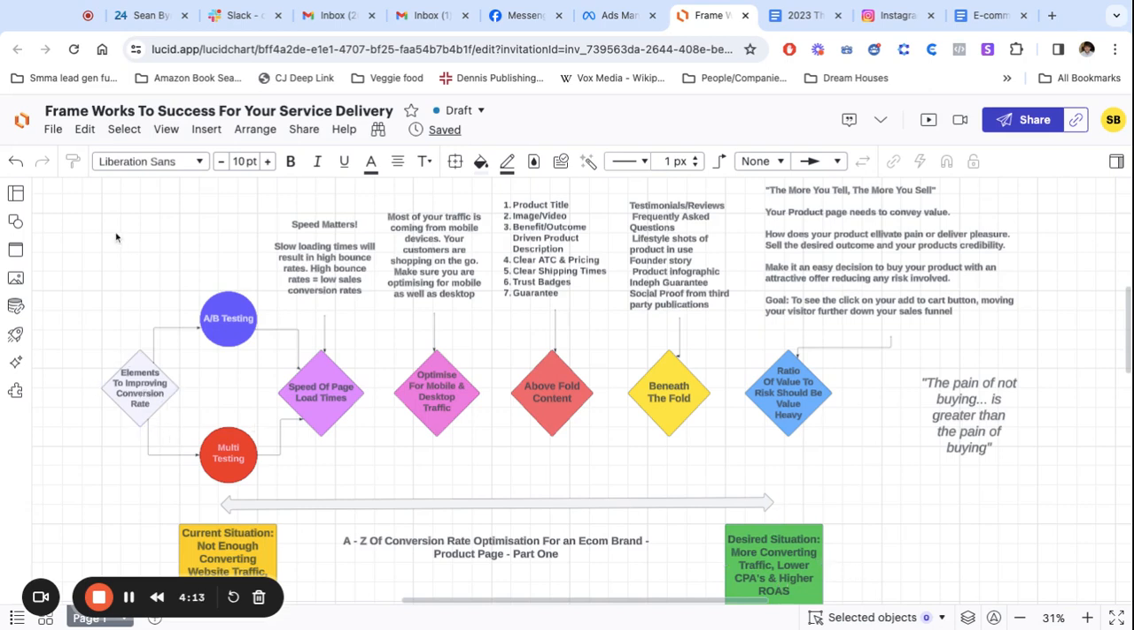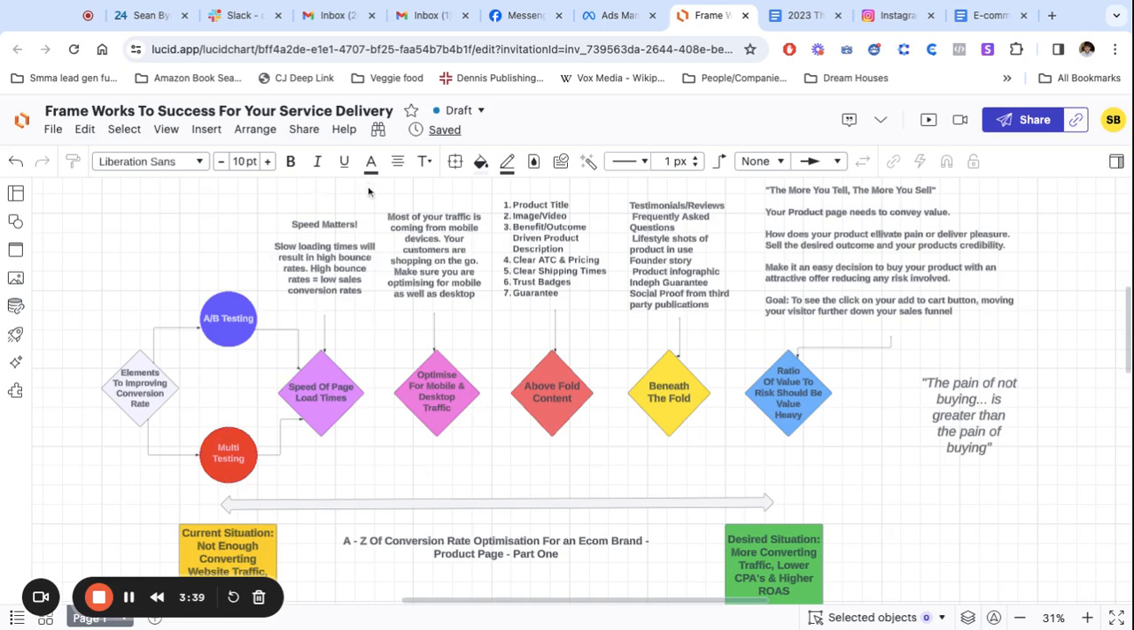So what are the elements to improving the conversion rate? There are two ways of doing this. There's A/B testing, which is simply testing one element, the control and the treatment. Or you can do multi-testing, where you're testing a lot of different variables on the page. If you're starting out with conversion rate optimization, I'd highly recommend you just stick with A/B testing, because you're going to need a hell of a lot more statistical significance and more traffic if you're testing multiple variables on your page.